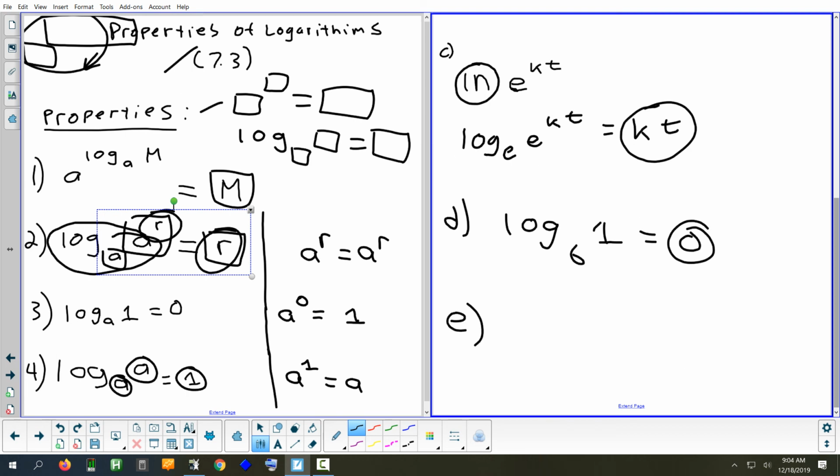Right, and let's see, we'll do one more. Log base 12 of 12. Emily, what would log base 12 of 12 be? 1. That's property 4. So again, there's really no arithmetic or anything you're doing. It's just a pattern you're looking for, and then you match it up with the rule and go from there. Okay. Questions on those? Okay.